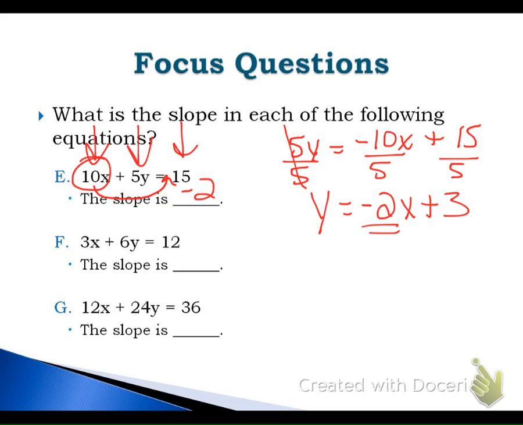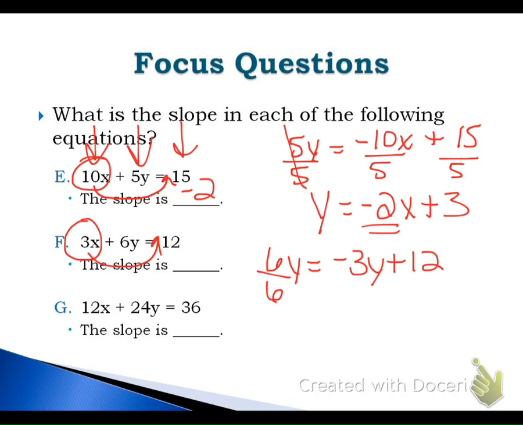Try the next one. Same procedure. Move your x term to your other side of the equation by changing its sign. So 6y is equal to negative 3x. Not equal to, sorry. Plus 12.